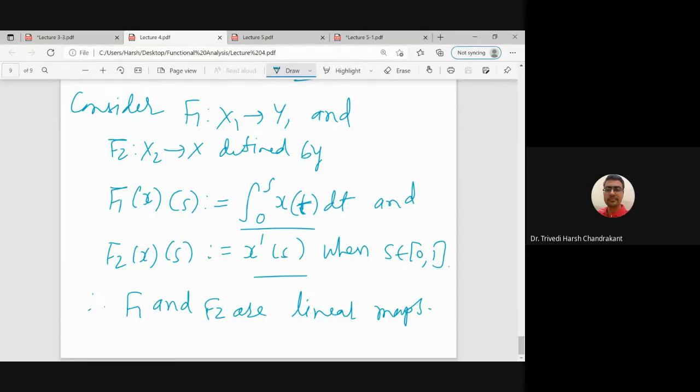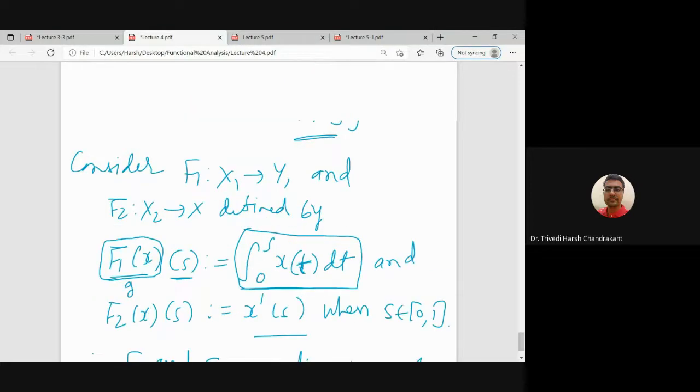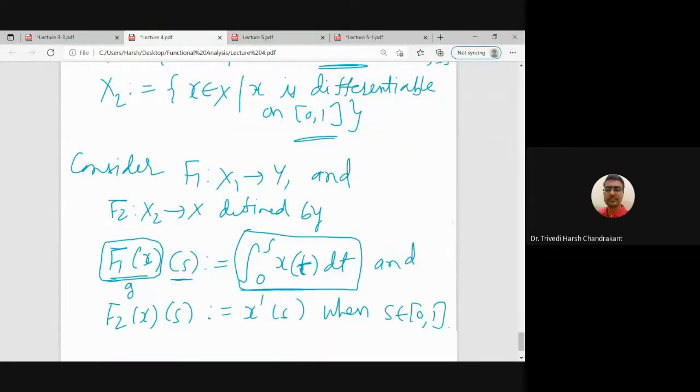So are f1 and f2 linear functionals? The answer is no, because when we apply f1 to x, we get a kind of function, you can call it g. So g of s is this function. What is y1? y1 is the continuous function.